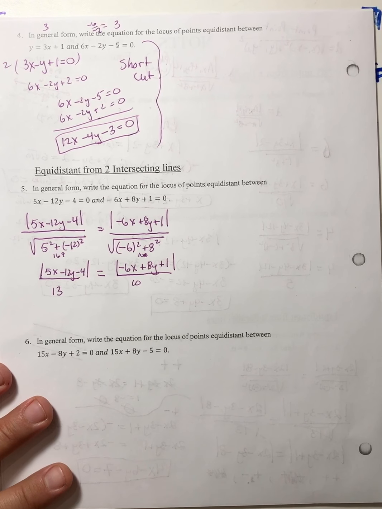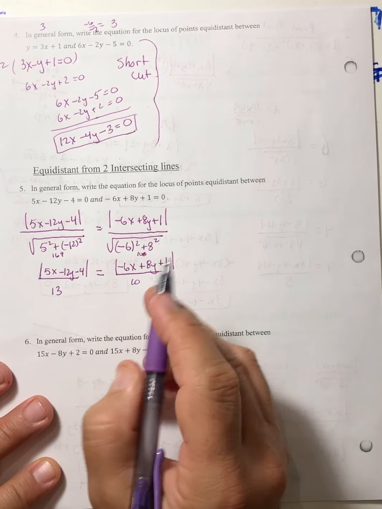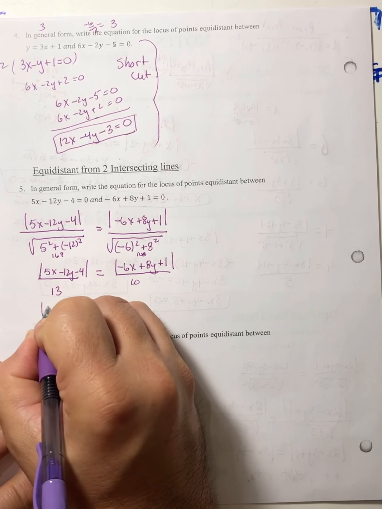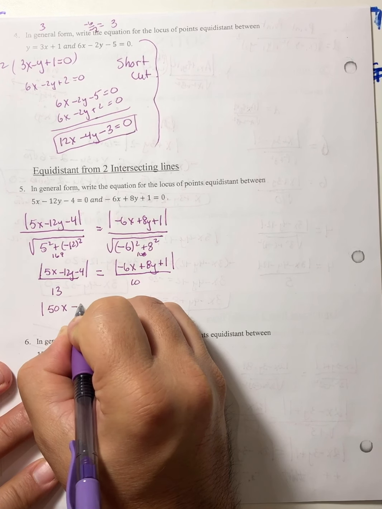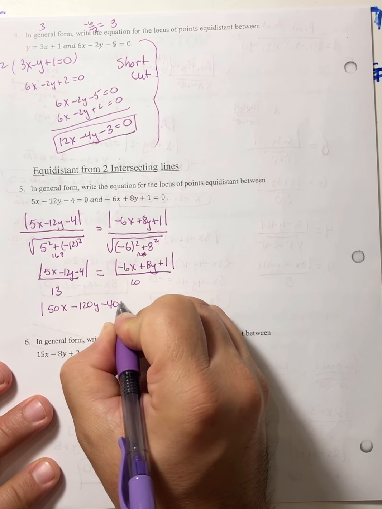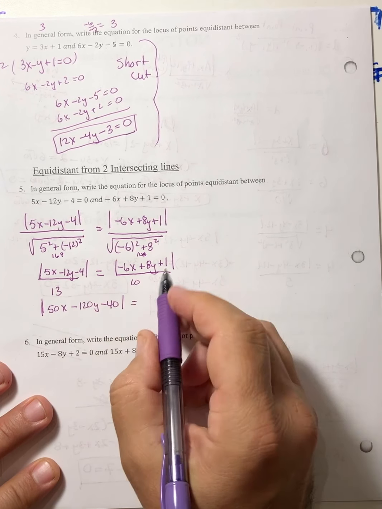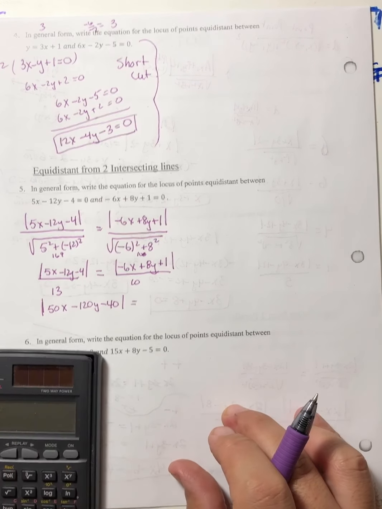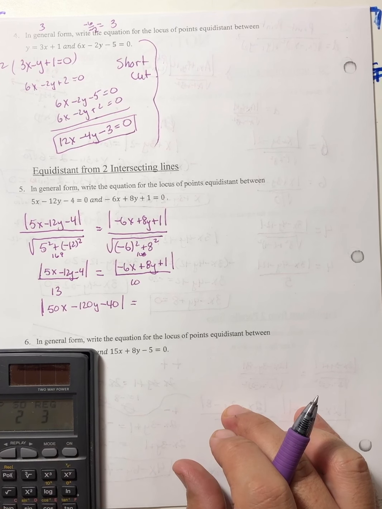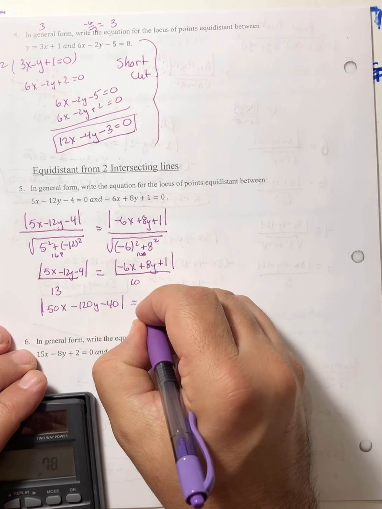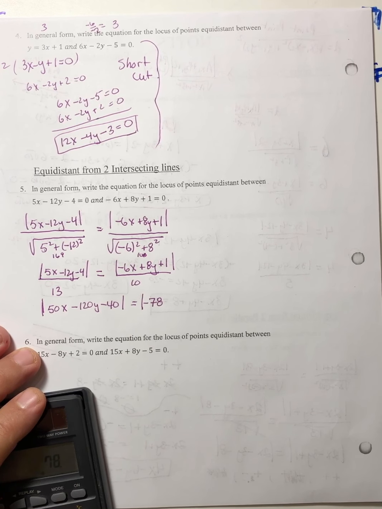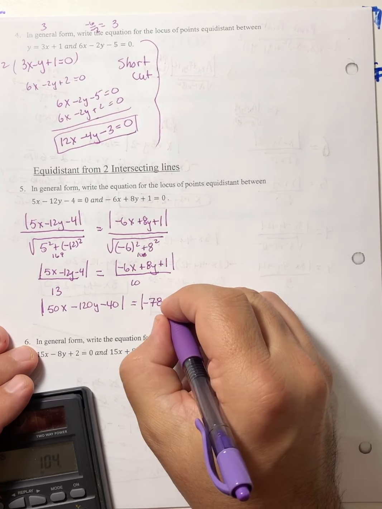And now I have to solve. I'm going to cross multiply, and then we'll worry about our absolute value stuff. So cross multiply, so I have 50x minus 120y minus 40 equals 13 times 6. I don't know what 13 times 6 is off the top of my head. So 13 times 6, 78. So I got a negative 78. 13 times 8. Oh, we use big numbers. 104.